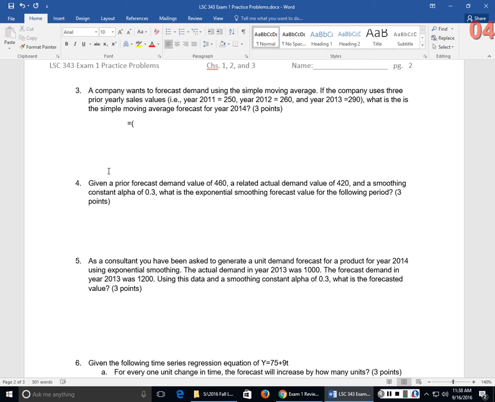Simple moving average for 3, so we've got 3 years. Morgan, what do I do? I add up the 3 years and divide by 3. I'm just taking the average, right? 250 plus 260 plus 290, divided by 3. And so that simple moving average, I pre-worked the math, is 266.67, okay?